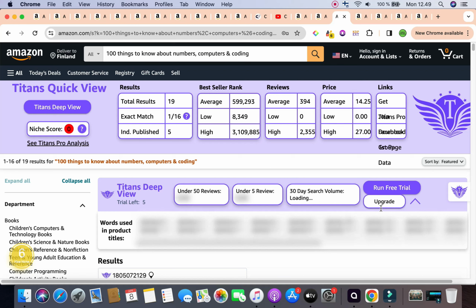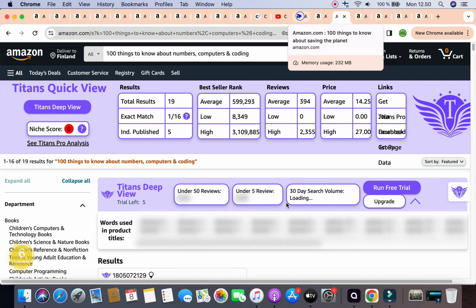Now, this is a keyword that has great potential. It has a keyword niche score of number 6 by Amazon Scout Pro Chrome extension, categorizing this as a nice niche. Total results are 19. The average bestseller rank, it's a little bit on the higher side, sitting at 599,293, which indicates that this is a great keyword to utilize for the 7 keyword slots for any sort of fact book that you currently have published or any book that you want to publish.